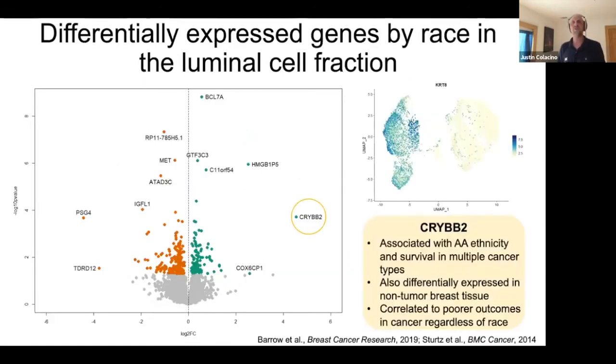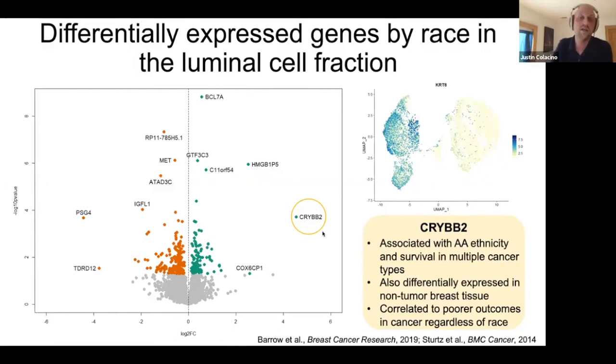And then we can look at differential expression within these different cell fractions, right? So instead of having to deal with bulk breast tissue, now we can look specifically in luminal cells and ask, are there differences in the luminal cell gene expression signature in women of African ancestry versus European ancestry? And so we do see some differences. I'll just highlight a couple.